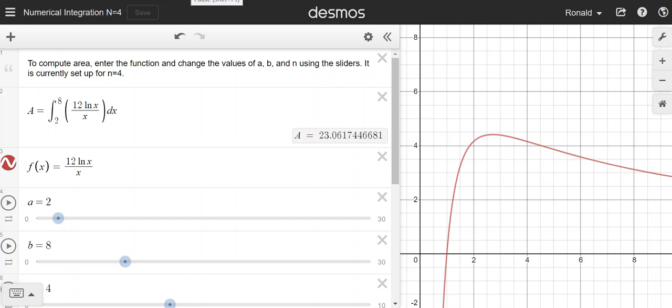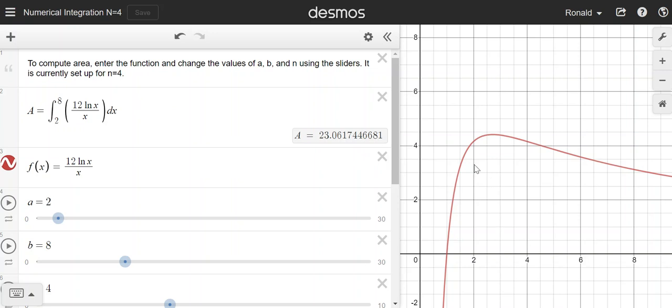In this video, I am going to evaluate several integrals using numerical integration and Desmos. So let's get started. The first integral that we want to evaluate is this one right here, the integral from 2 to 8 of 12 log of x over x. And we know what the exact value is because Desmos gives us the exact value. So this is the value that we would get if we actually integrated this function using some technique of integration.